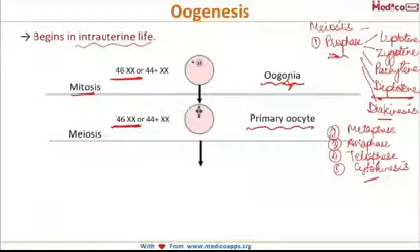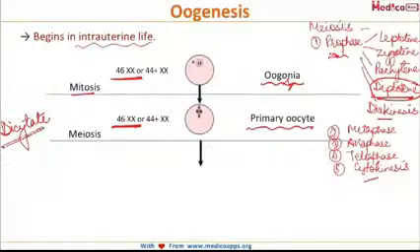Now this primary oocyte gets arrested in the diplotene stage of the prophase of first meiotic division, and this is till puberty. So till puberty, the primary oocyte remains arrested in the diplotene stage of the prophase of first meiotic division, and this resting stage is also called dictyate stage. This is the resting stage at the end of the diplotene.